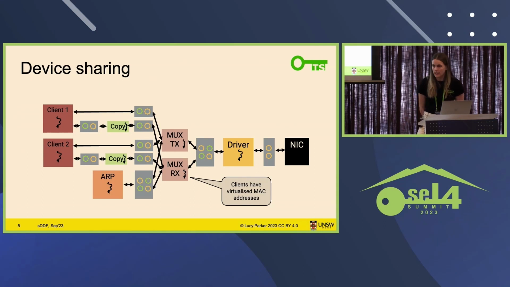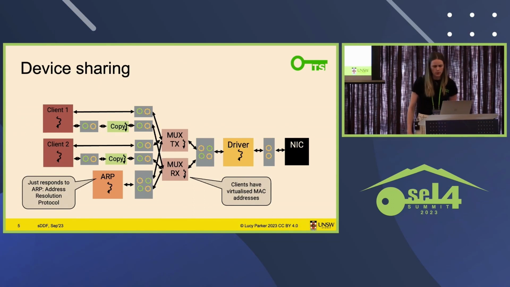So for that, I have a simple ARP component, which stands for the Address Resolution Protocol. Currently, clients register their IPv4 address with this ARP component, which then responds to ARP packets on behalf of the client applications. It is currently limited to just this particular protocol, but there's no reason why you couldn't put a DHCP server in there as well.